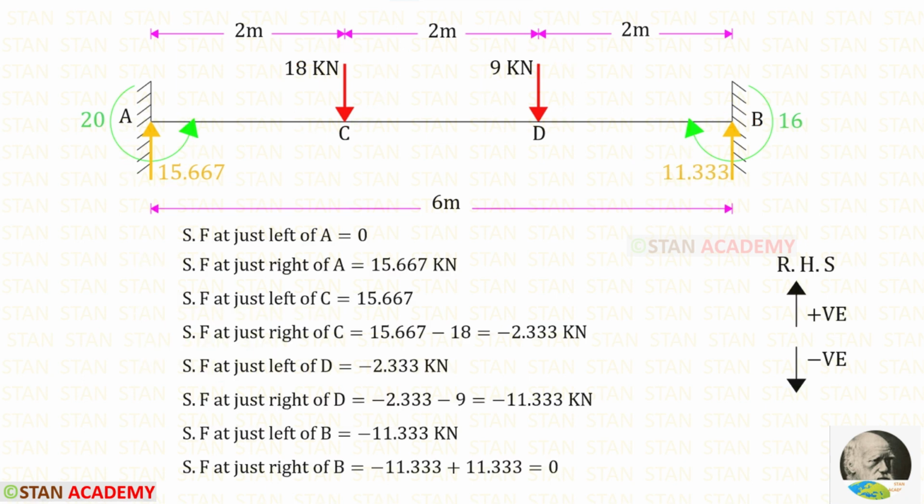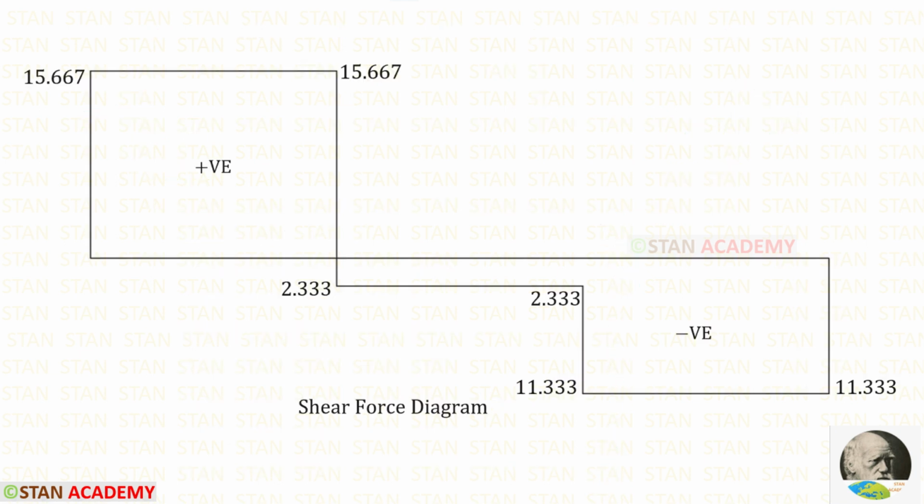Now we are going to draw the shear force diagram. I'm going to find the shear force values from the point A towards the point B. In this case, I am moving towards the right hand side. Upwards will be positive and downwards will be negative. Using that rule, we can find the shear force values. Here you can see the shear force diagram.